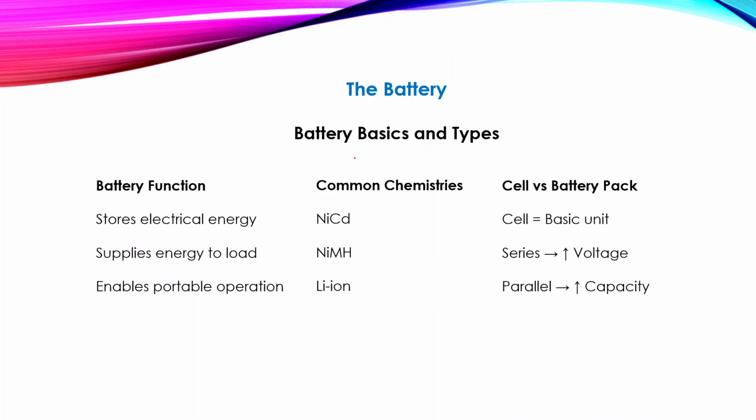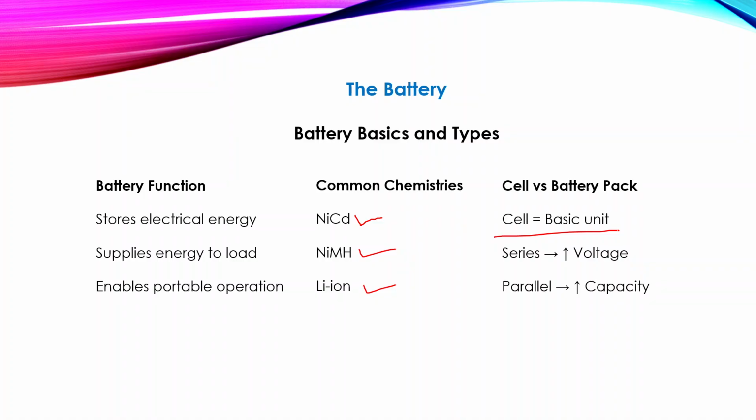Okay. Now we all know that a battery is nothing but a series and parallel combination of cells. Common chemistries include nickel cadmium, nickel metal hydride, and lithium ion. Now the cell is the basic building block of any battery system.